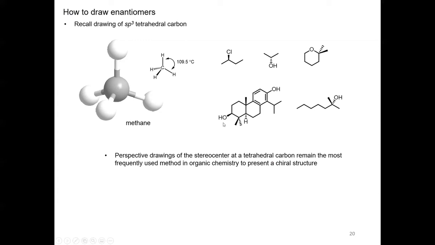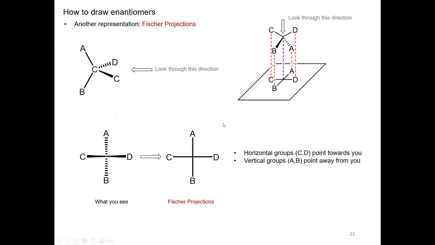Okay, but another representation called Fischer projections is really good at other things, most of which are molecules with consecutive stereocenters. It is really good for Fischer projections to be used there. So what do Fischer projections mean?